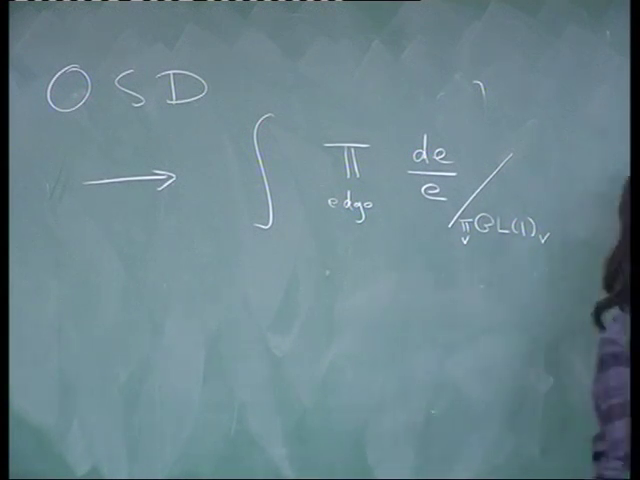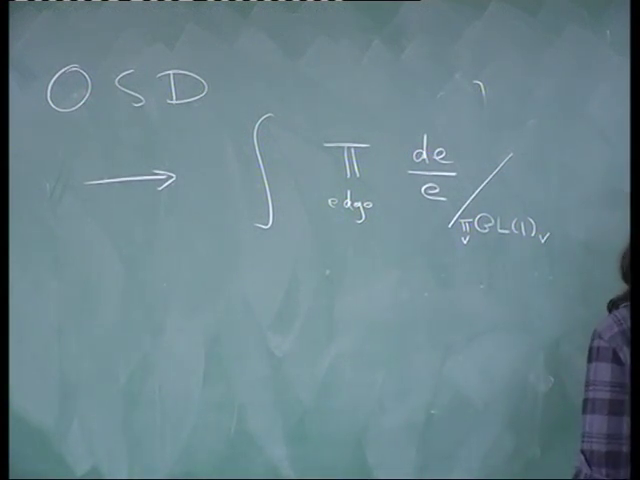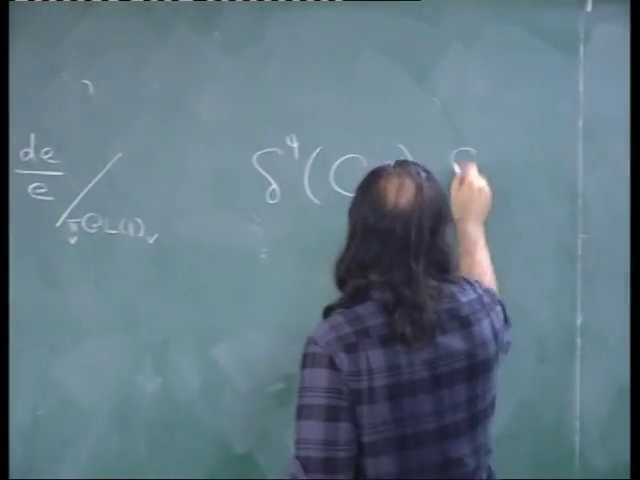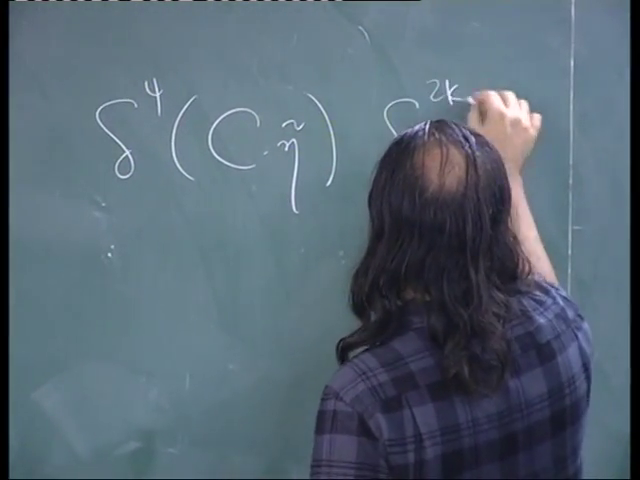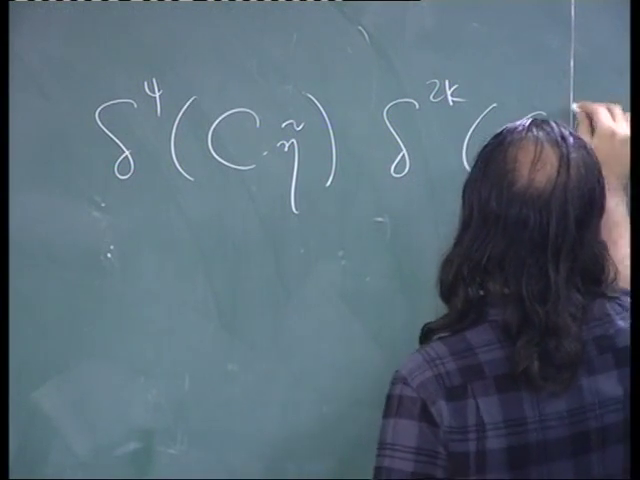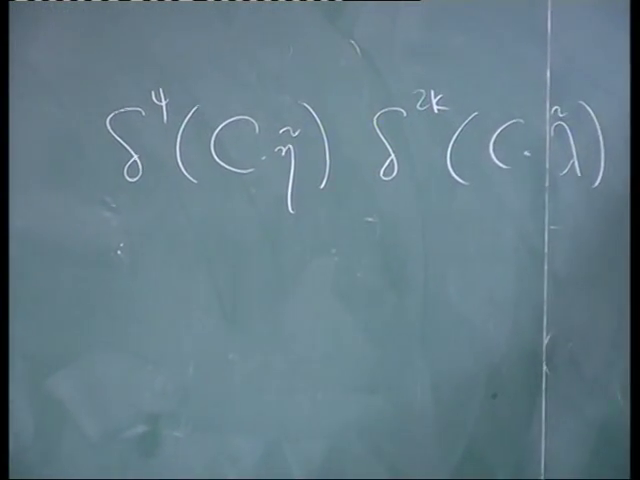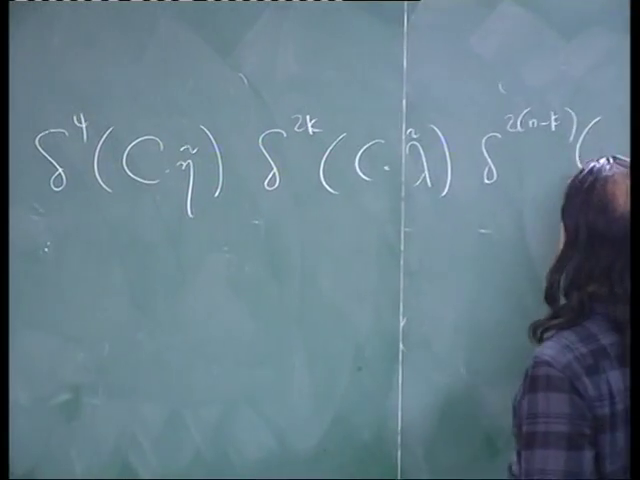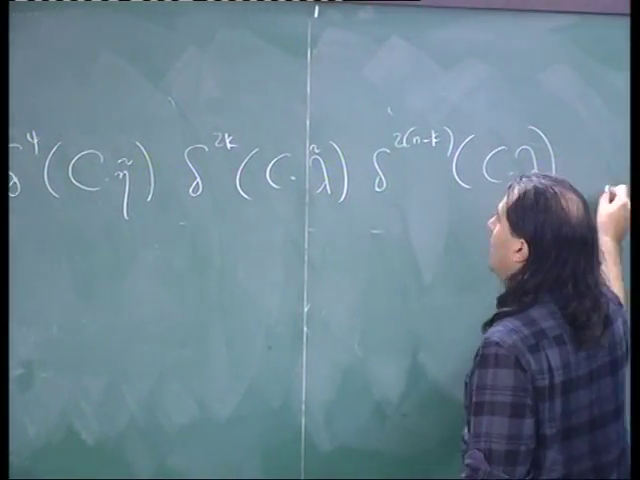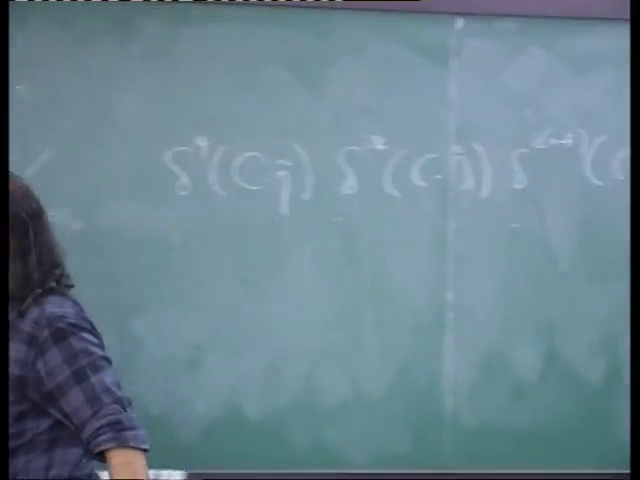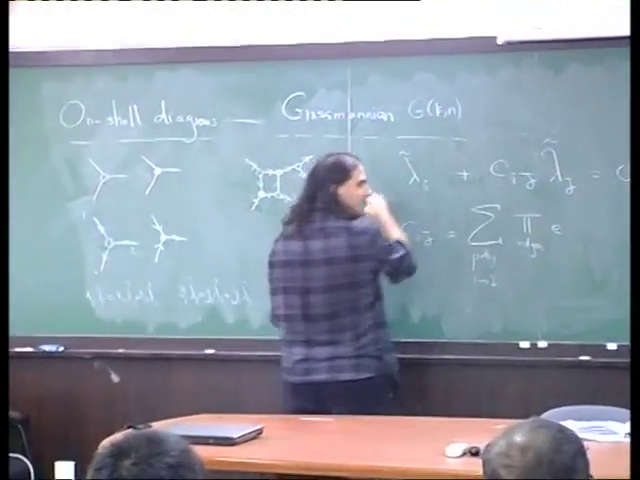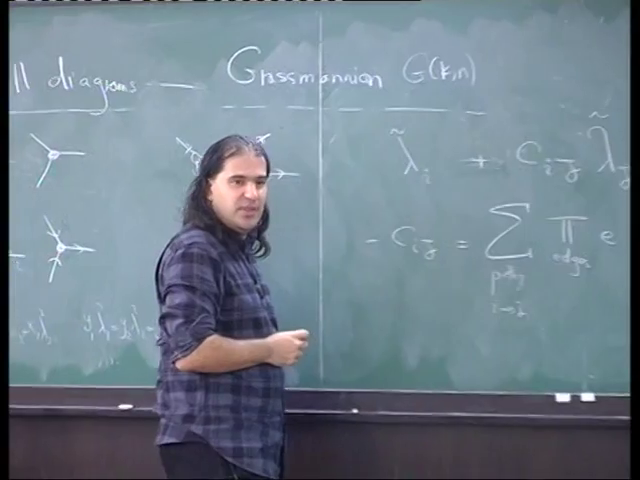And, well, the rest is what we wrote. It's delta 4, C dot eta tilde, delta 2k, C dot lambda tilde, delta 2n minus k, C dot lambda. Okay? Where C is a matrix, I've told you what the matrix is. That just tells you exactly what the matrix is.